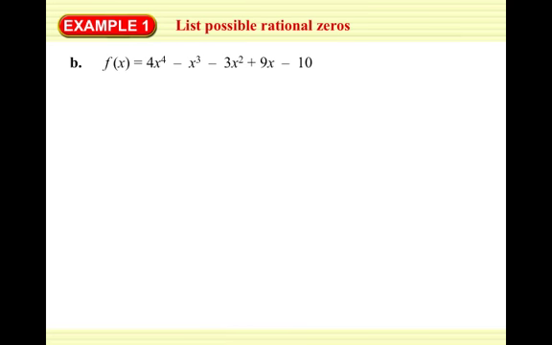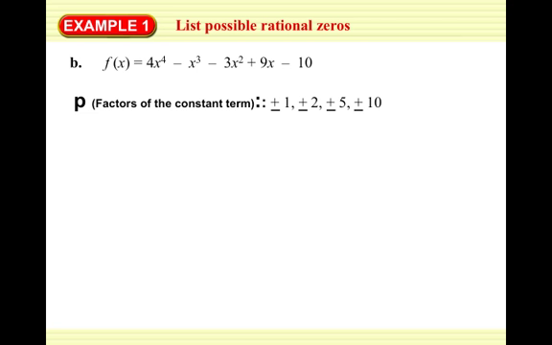Okay, let's look at part B. We've got f of x equals 4x to the fourth minus x cubed minus 3x squared plus 9x minus 10. So we're going to get our values for p. They're going to be the factors of the constant term, negative 10. Again, we'll list positive and negative. So 1 works, 2 works, 3 does not work, 4 does not work, 5 works, 6 does not work, 7 doesn't, 8 doesn't, 9 doesn't, 10 does. So we list plus or minus 1, 2, 5, and 10.